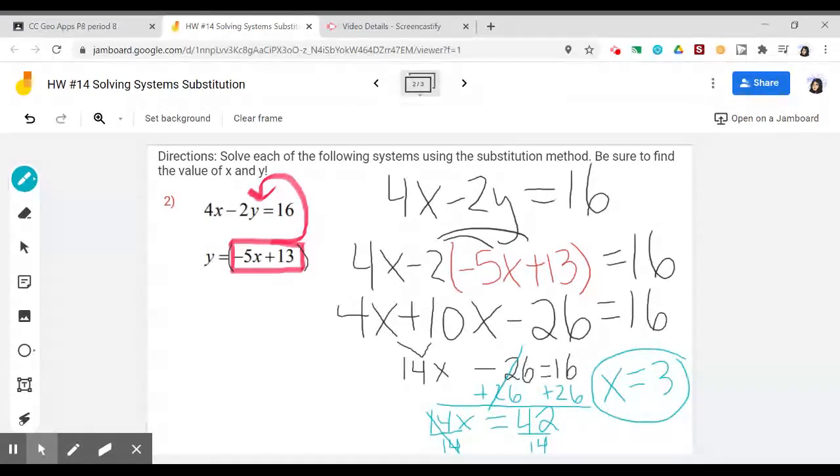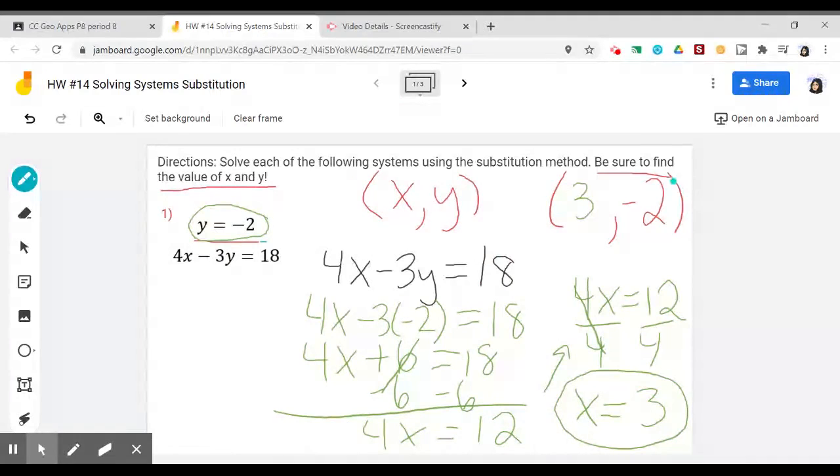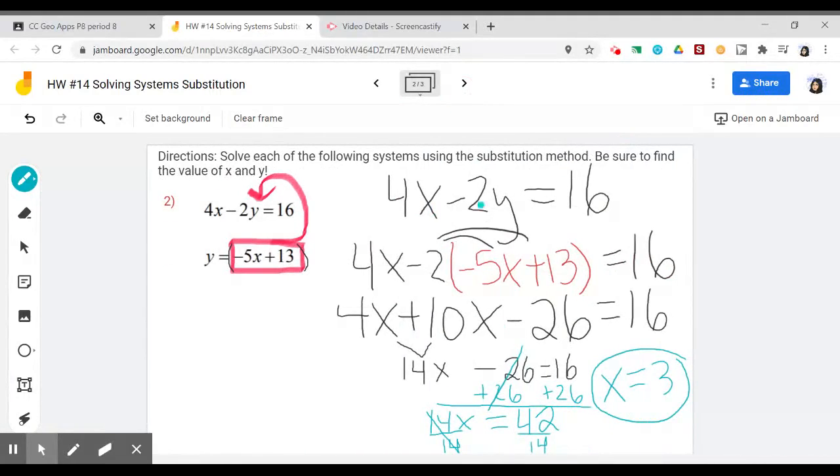Be careful, don't stop here, because remember, our answer has to be a coordinate, x comma y. So I have to go back and find my y coordinate. You can pick either equation. I'm going to pick this one because it looks easier for me to answer, okay? Because here, y is already by itself. It's going to be easier to get my answer.